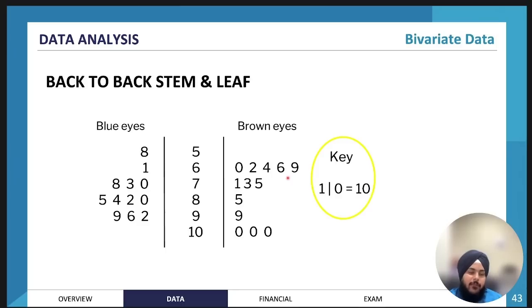Next, we have back-to-back stem and leaf plots. In this case, we again have two variables. We have not only the eye color, we also have the frequency, or how many people have that eye color. In this case, we have another stem and leaf plot. Here we have the stem, 5, 6, 7, 8, 9, 10. And then we have the leaf, which represents the actual values.